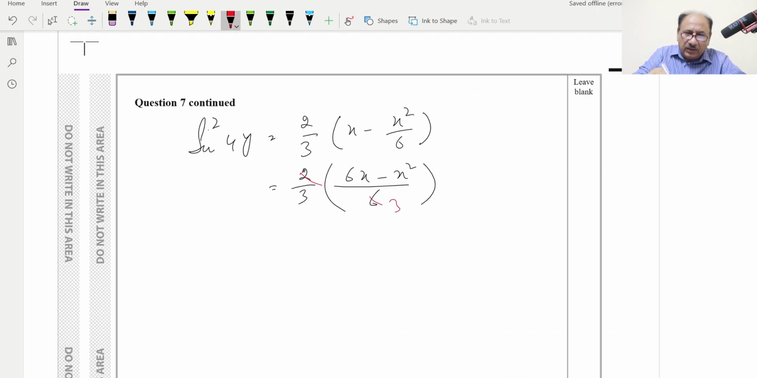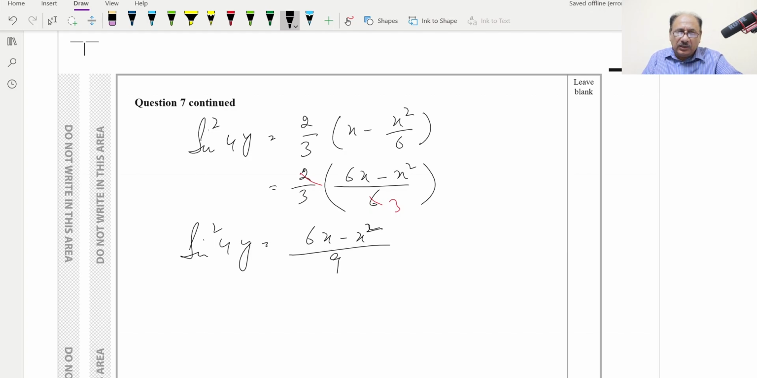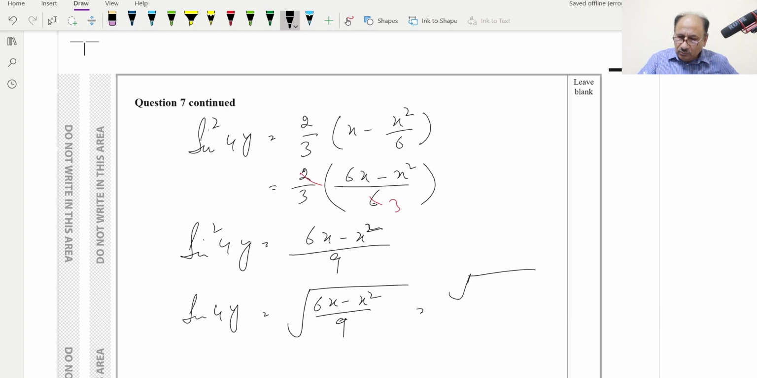And the final answer we can write: sine square 4y is 6x minus x squared divided by 3 into 3, which will be 9, and we can write sine 4y will be equal to root of 6x minus x squared over 9. This 9 we can write outside the root, so we will get 6x minus x squared over 3 with the 9 outside the root.